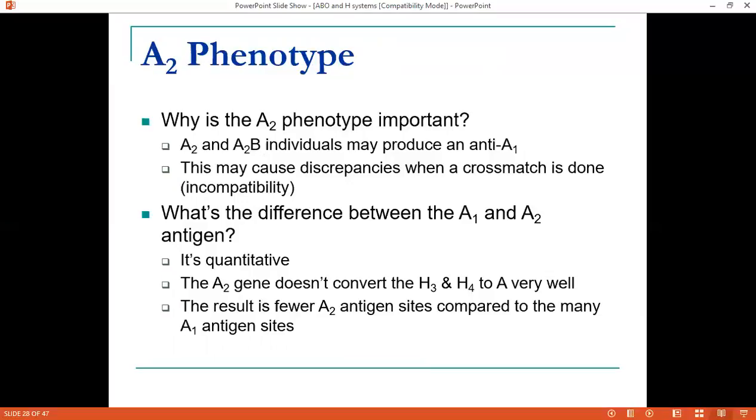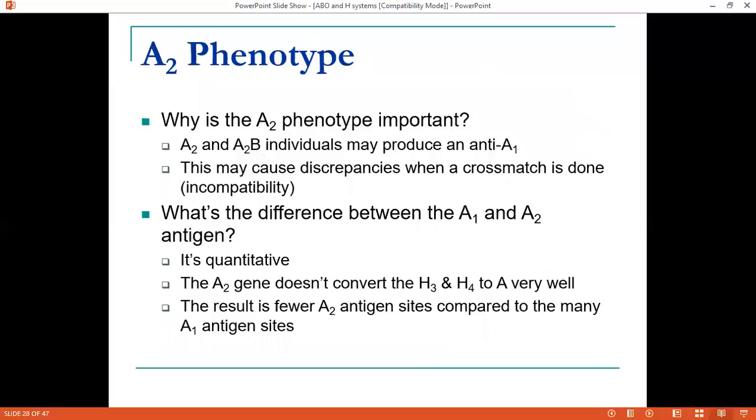Why is the A2 phenotype important? The A2 and A2B individuals can produce this antibody like I was just talking about, and this antibody that is produced by these two subgroups can cause discrepancies in your reverse type because they might type like an A in the forward, but all of a sudden they have this anti-A1 reacting in addition to their anti-B. And it can also react with blood units that we're trying to cross-match for them, and so they would be incompatible as well.